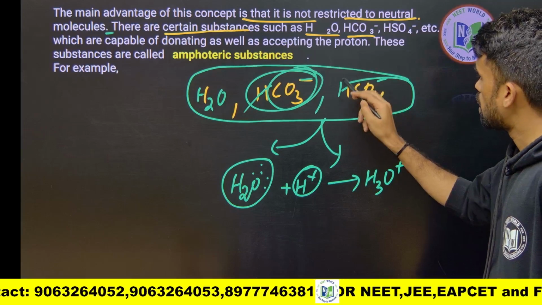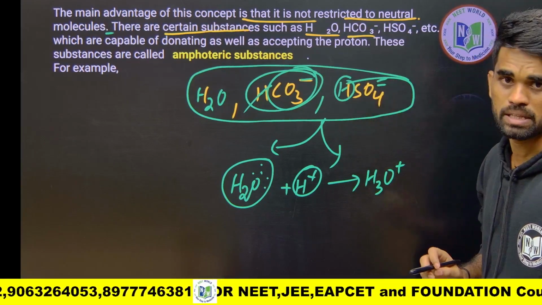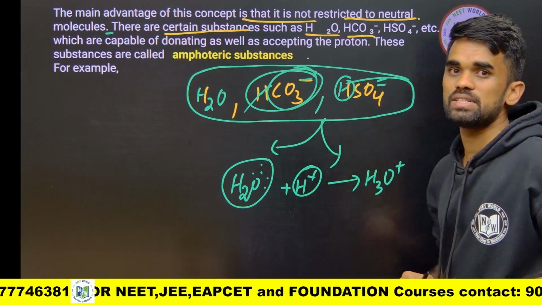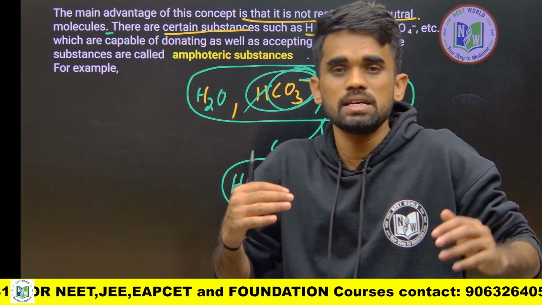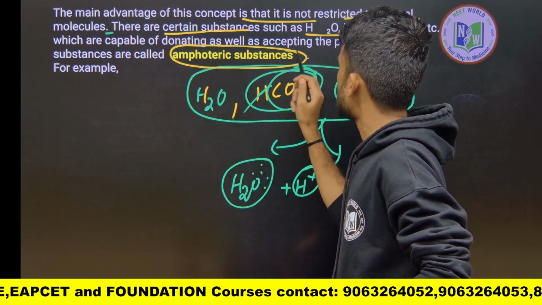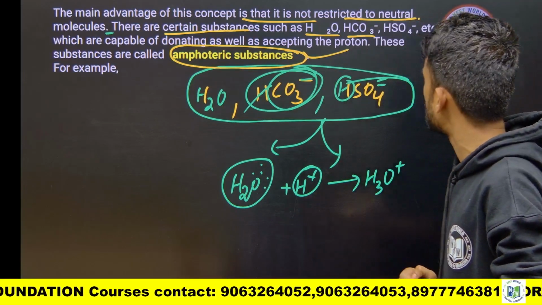Here also this H plus ion can be donated, or an H plus ion can be accepted, by this particular HSO4 minus. So this kind of species which have the ability to accept H plus or donate H plus can be considered as amphoteric substances, right. Hope it is clear up to here, and we'll need to discuss a little more about Bronsted acid base theory.